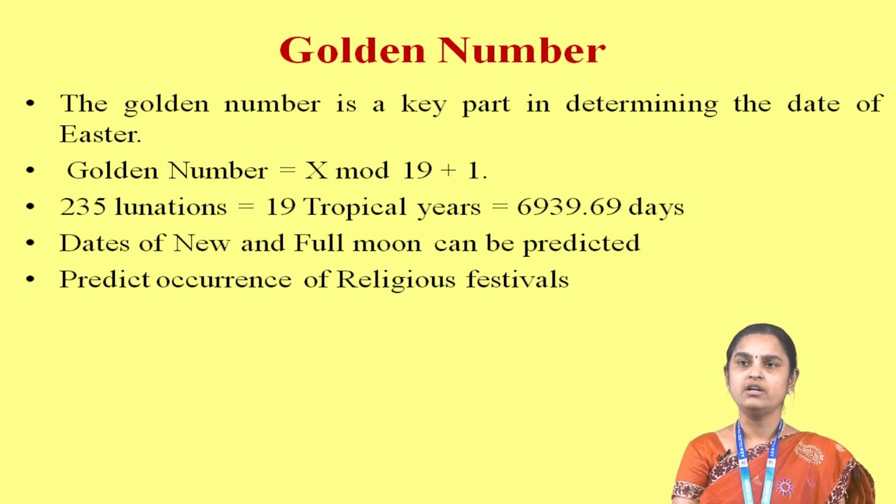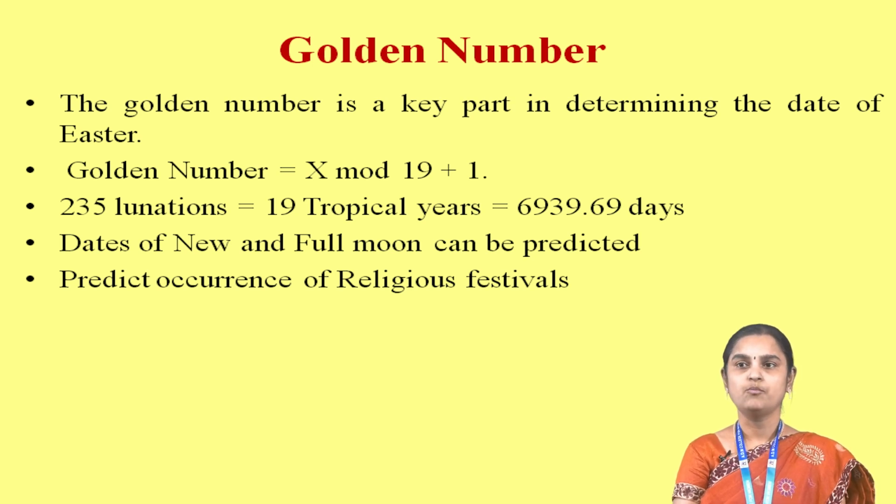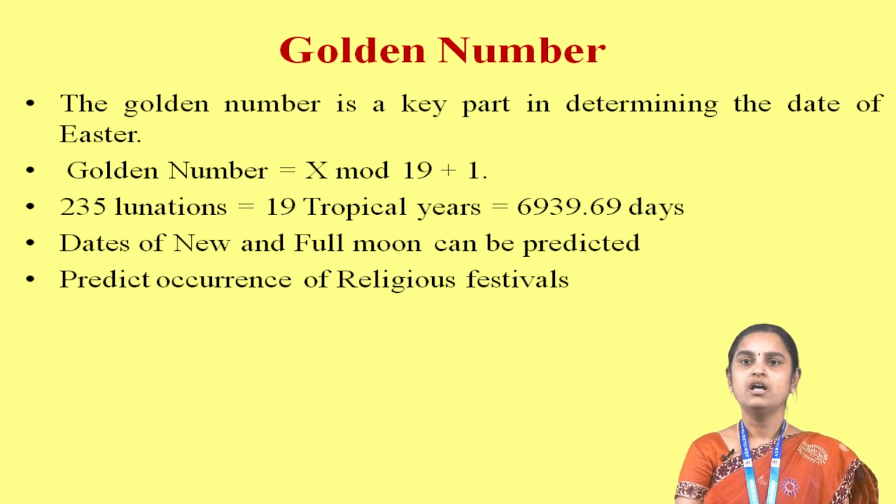Metonic cycles and golden numbers. Here 235 lunations equal 6,939.69 days. That 235 lunations is equal to 19 tropical years. That is, a period of 235 lunations corresponds to a period of 19 tropical years, the difference being only 2 hours. Therefore, the sun and the moon come to the same relative positions in every such period, such that the phases of moon reoccur in the same invariable order in every period of 19 years. This period is called Metonic cycle.